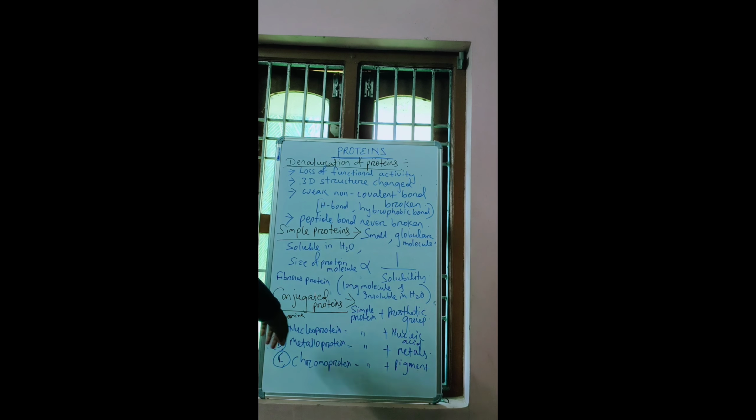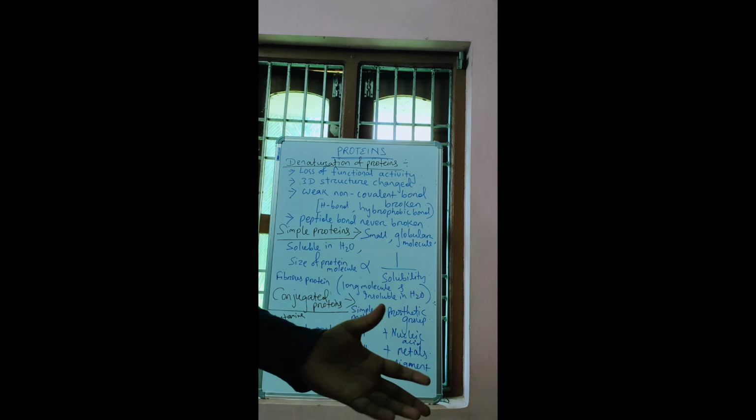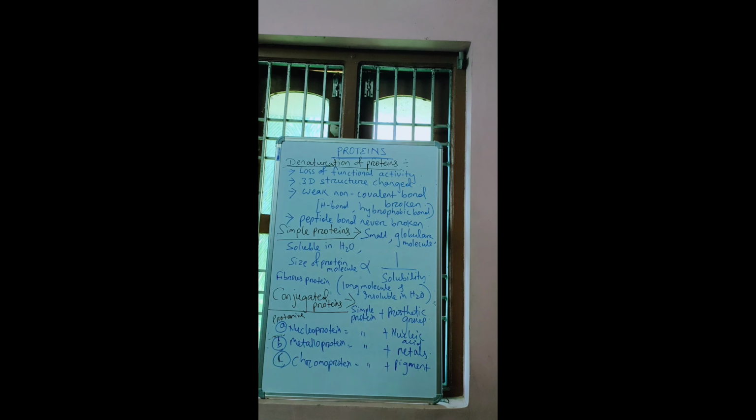Second, the 3D structure of the protein is changed. We can also call it denaturation of the proteins. Third, weak non-covalent bonds are broken, such as H bonds and hydrophobic bonds. These are the non-covalent bonds. We also call it denaturation of the proteins.